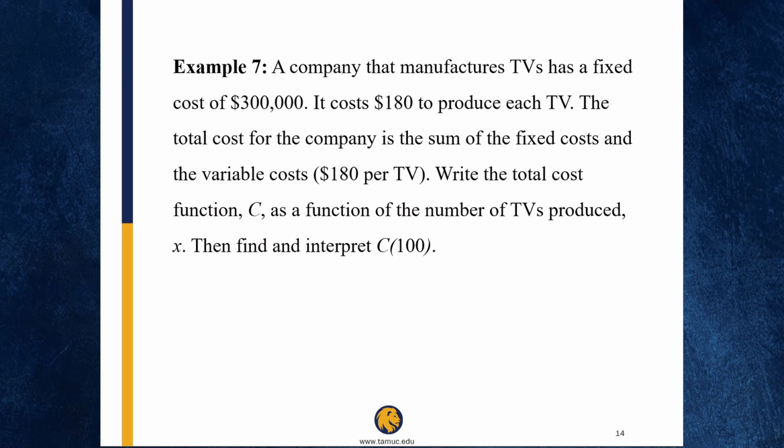For the next example, we're going to construct a function from this description. It says that a company that manufactures TVs has fixed costs of $300,000. It costs $180 to produce each TV. The total cost for the company is the sum of the fixed costs and the variable costs of $180 per TV. Write the total cost function, capital C, as a function of the number of TVs produced, x. And then we can calculate and find numbers like C of 100.